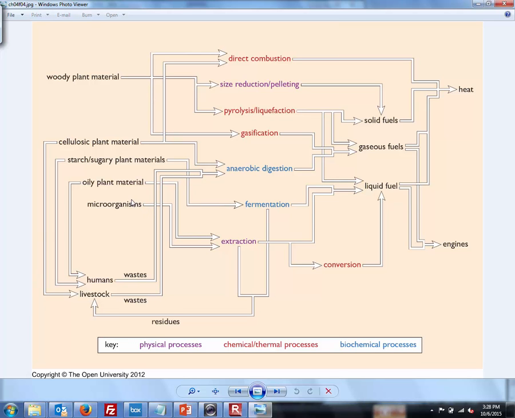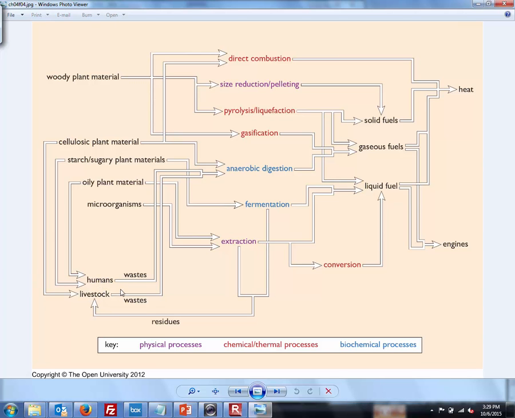Microorganisms. Now, you could sort of think of that as perhaps being algae, but you could also think of them as the little bugs that live in your compost and sort of break down these other materials. Obviously, humans are in the mix. We eat oily plant material. We can eat starches. You'll notice that cellulosic plant material does not go into humans. I mean, you can certainly eat cellulose, but we do not have an enzyme in our bodies to convert it into energy. So therefore, the cellulosic plant material heads off into the livestock.